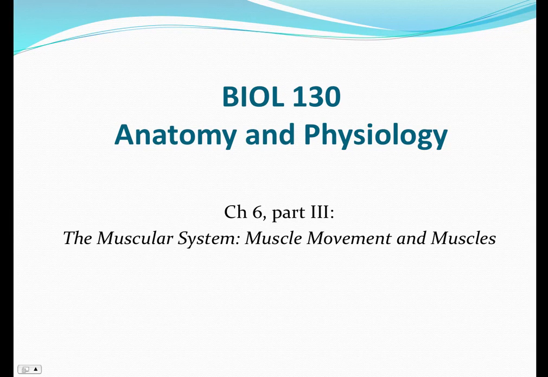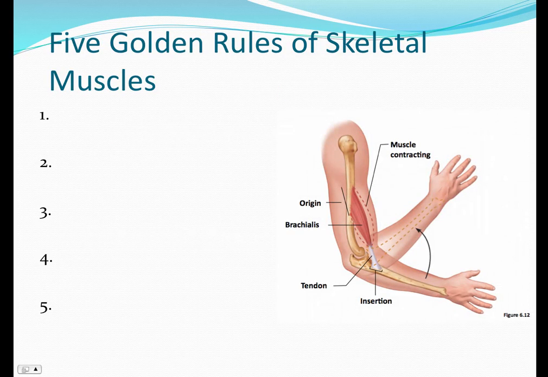This is the last video lecture for Chapter 6, and in this video lecture we're going to go over the different types of muscles, how we name them, and muscle movements. Before we get started, we're going to first go over the 5 golden rules of skeletal muscles. With a few exceptions, all skeletal muscles must cross at least one joint.